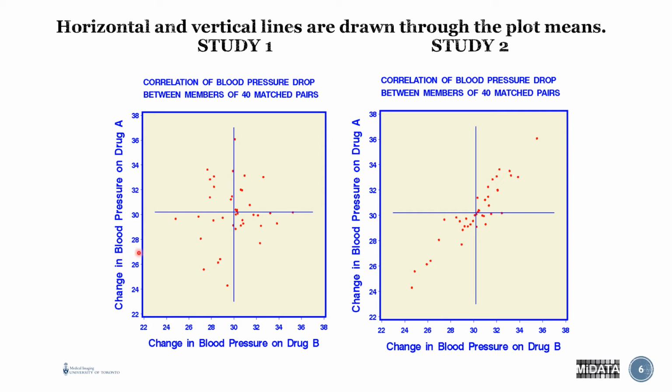And what we've done to make it easier is we are drawing horizontal and vertical lines through the plot means. So just through the mean in change in blood pressure on drug B and the mean in change in blood pressure on drug A. So these are what this cross represents. Okay? And then what this allows us to do is split the plot into 4 quadrants. And inevitably you can say, okay, well, what can we do now? Well, what you can do now is count the number of points that exist in each quadrant.